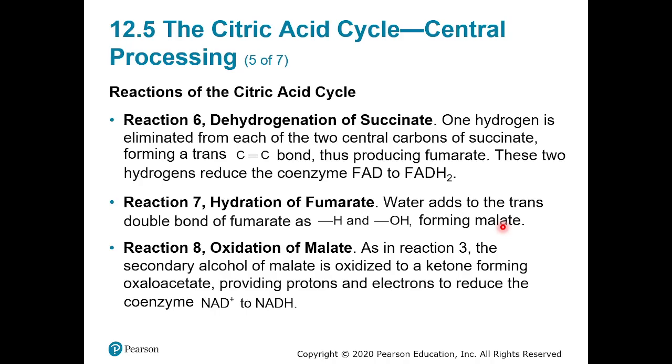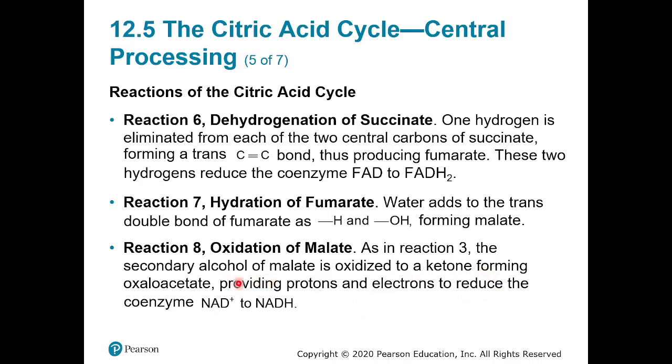So we can do another oxidation of that malate, and that's reaction 8. Our secondary alcohol that's in malate that we just set up, we're going to take a hydrogen off of that OH and off of the carbon next to it. That's going to give us our ketone, and that ketone is called oxaloacetate. It's going to provide the protons and electrons to reduce another coenzyme, NAD+ to NADH, which is another harvesting of energy. And so that's reaction 8.